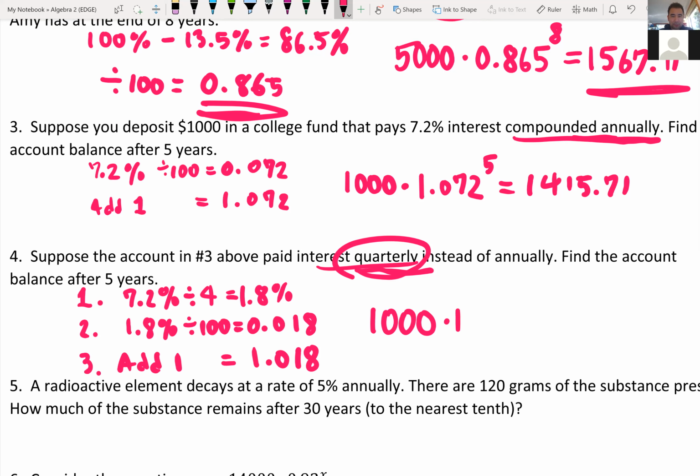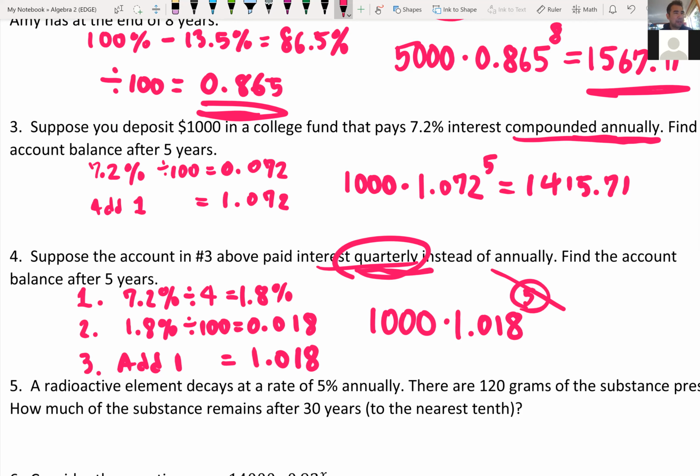The rate is 1.018. Now, what is the time? The common, obvious mistake will be to put 5, and that will be a wrong answer, right? Why is that?